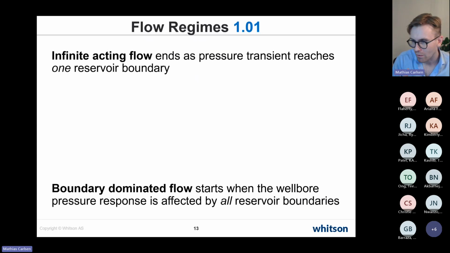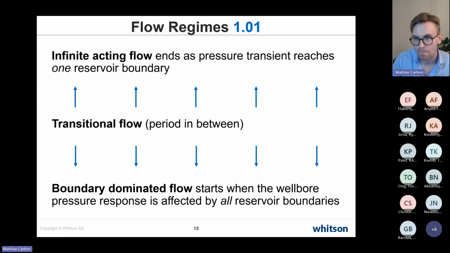And in between, we have this flow regime that we call transitional flow. We might have seen one of the reservoir boundaries, but we haven't seen all of them. You can think about this as being asked to find out with your eyesight how big a room is. When you're infinite acting, you haven't been allowed to enter the room, so you can't see anything within it. So it's only upside. It can be infinitely big. You don't have a clue.